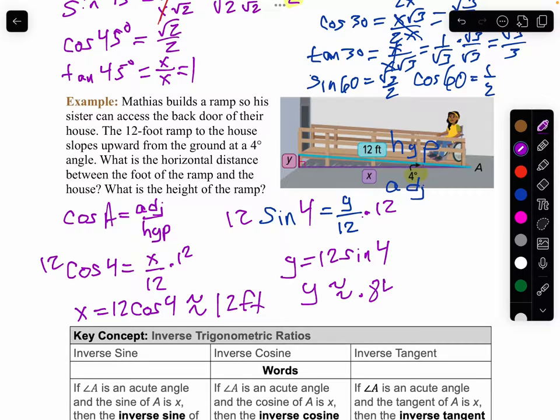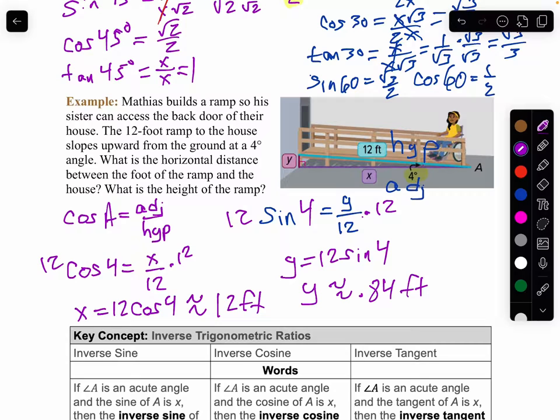And that kind of makes sense, doesn't it? We don't want that ramp to be very steep because it makes it hard to go up. So it's only going up 0.84 feet, and we're going horizontally about 12 feet. Notice the hypotenuse is not exactly the same because the horizontal distance was rounded. It was a little bit less than 12. It wasn't exactly 12.